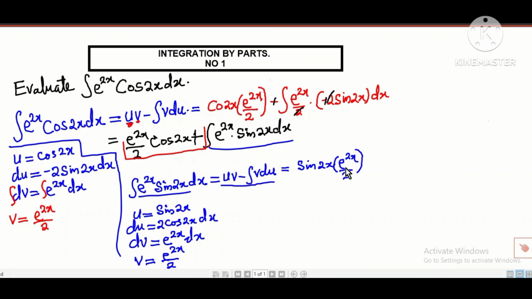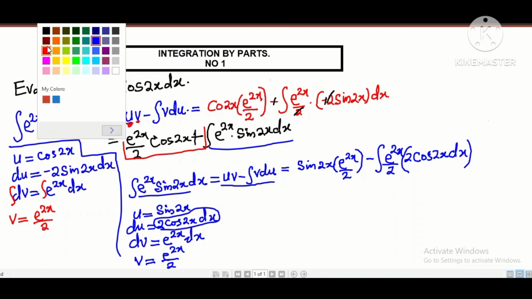Now this is minus. I'm also going to put my minus and bring my integral sign. V is e to the power 2x over 2. Then the u is going to be everything here. This is the u. And this is going to be 2 cos 2x dx. All right, so let us simplify further.